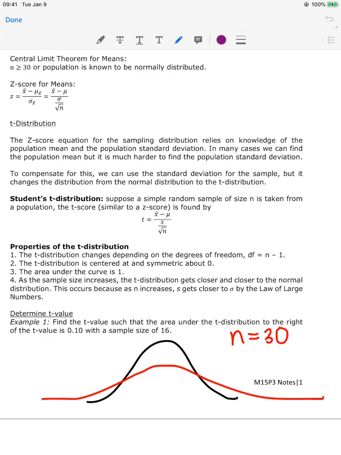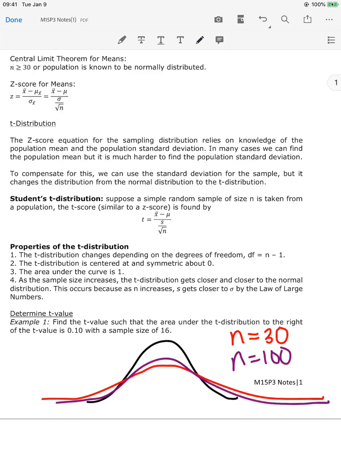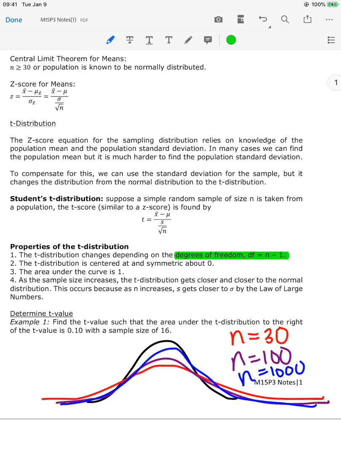If I take a sample of 100, then the t-curve looks a little bit closer to the normal curve. And then finally, if I take a sample of size 1000, my t-curve is even closer. So the t-curve is going to change depending on the sample size. And we call this the degrees of freedom. And the degrees of freedom is equal to the sample size minus 1.